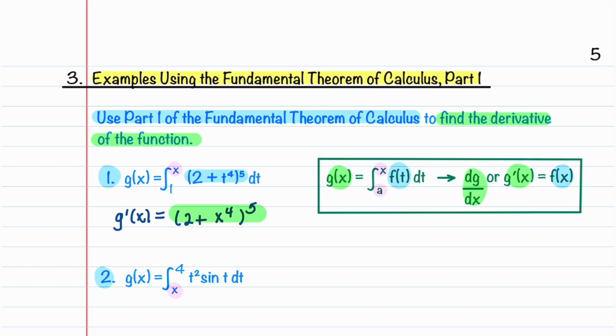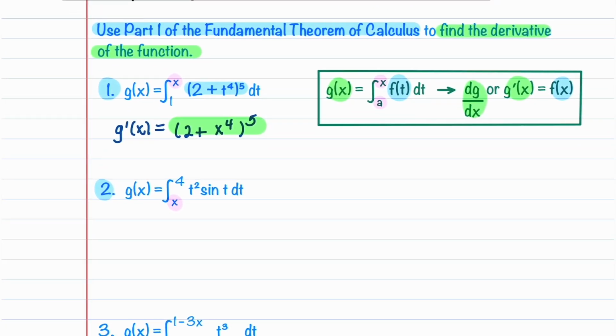So we are going to start by changing the limits of integration and writing g of x as minus the integral from 4 to x of t squared sine t dt. Remember that when you switch the limits of integration, all you do is multiply by a negative.